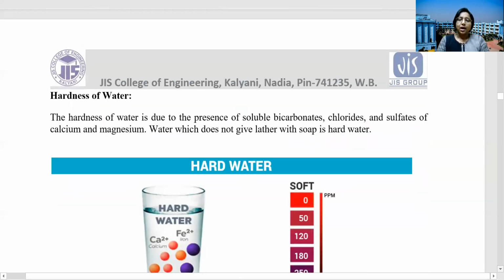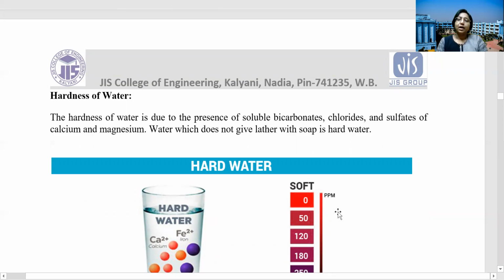So first, I will tell about the hardness of water. Can hard water be used in the boiler or not? What do you mean by hard water? It is very hard, very difficult. Okay, not like that. If the water consumes more soap and does not form lather easily, that is called hard water.